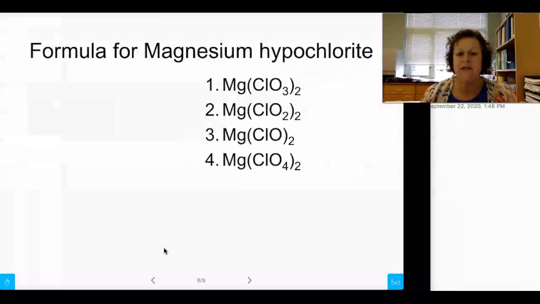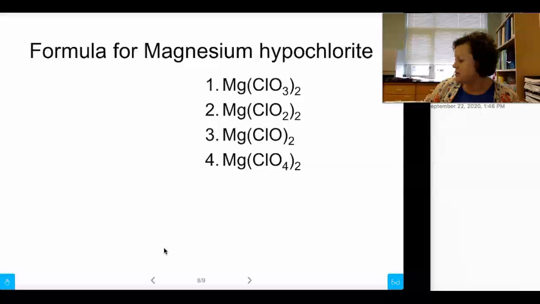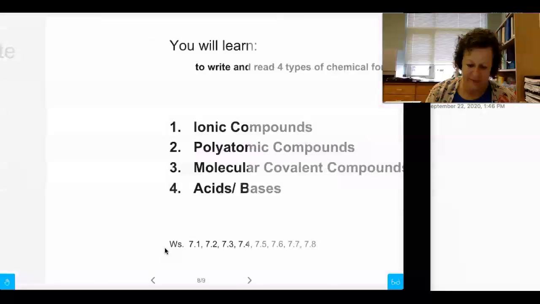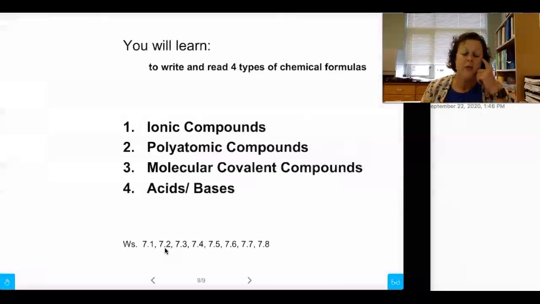And the last one is hypochlorite. Hypochlorite was to lose 2 oxygens. So if you picked number 3, you're correct. All right. Well, that is the lesson for the acid and bases. And it is a short lesson.